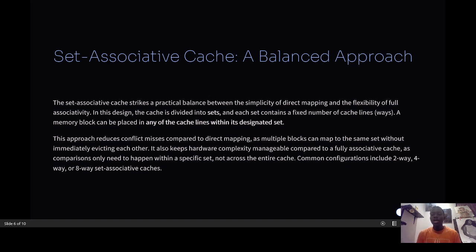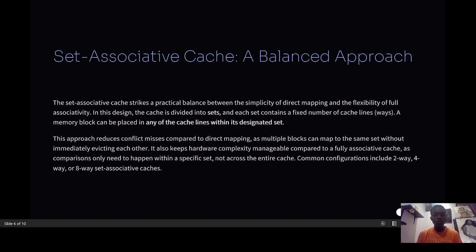So let's move on to set associative cache, a balanced approach. The set associative cache strikes a practical balance between the simplicity of direct mapping and the flexibility of the fully associative cache. In this design, the cache is divided into sets, and each set contains a fixed number of cache lines. A memory block can be placed in any of the cache lines within its designated set.